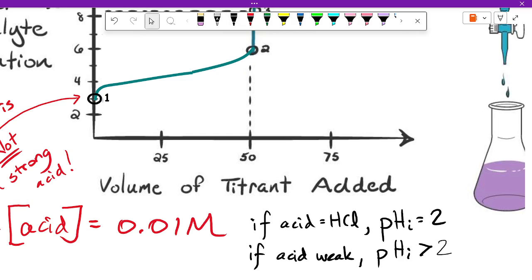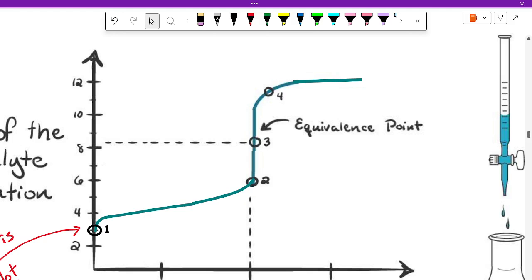Let's take a look at this graph and tell me if you can see another way you can tell that this is not a graph of a strong acid, strong base. Why is this not strong, strong? Some other feature of this graph. The big one is that the equivalence point is not at pH 7, okay?